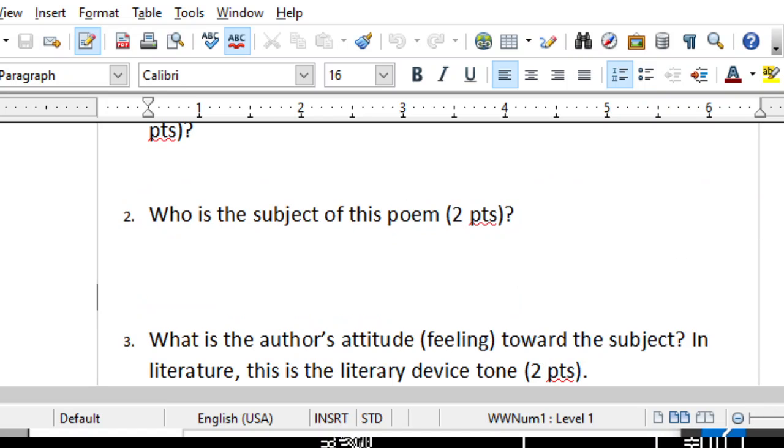All right, number three. What is the author's attitude or feeling toward the subject? In literature, this is the literary device tone. You were introduced to tone when we read Letter from Birmingham Jail. Tone is the author's attitude or feelings about a subject. So, what is Margaret Walker's attitude or feeling about the subject that she wrote the poem for, or that the poem is about?